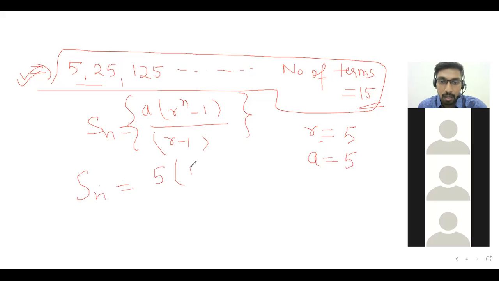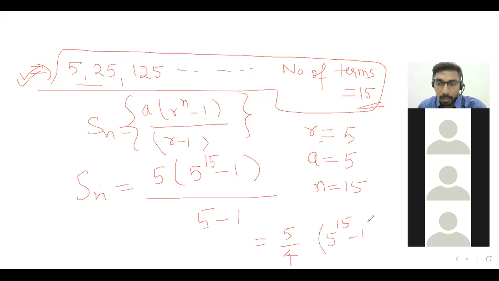That means 5 to the power, again the number of terms, n equals 15. 5 to the power 15 minus 1 upon 5 minus 1. So you can write your answer like 5 upon 4 into 5 to the power 15 minus 1. This will be your answer. Don't worry, if the question comes in the exam, these kinds of options will be there. So there is no need for calculation.